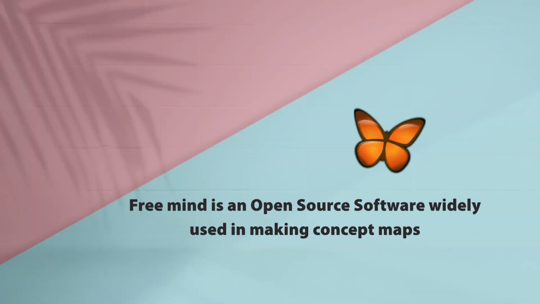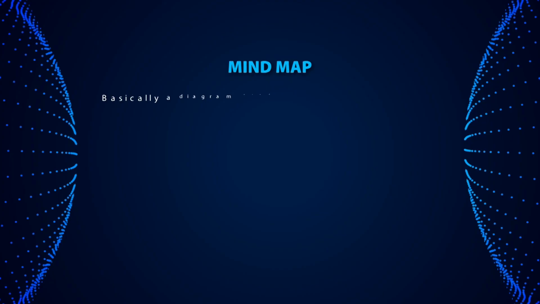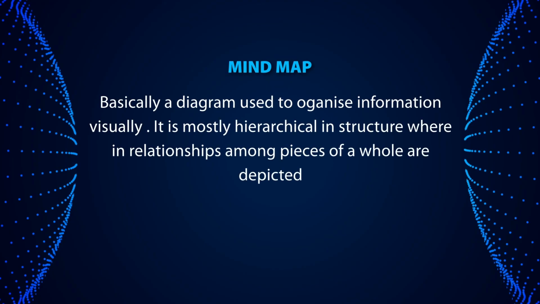To sum up, FreeMind is a free and open source software which can be easily downloaded and installed on your computers and can be used to make a diagram where you can organize information visually. You are able to arrange the information in a radial hierarchical manner so that the relationship between the various pieces of a whole, like the relationship between concepts and ideas, is easily depicted.